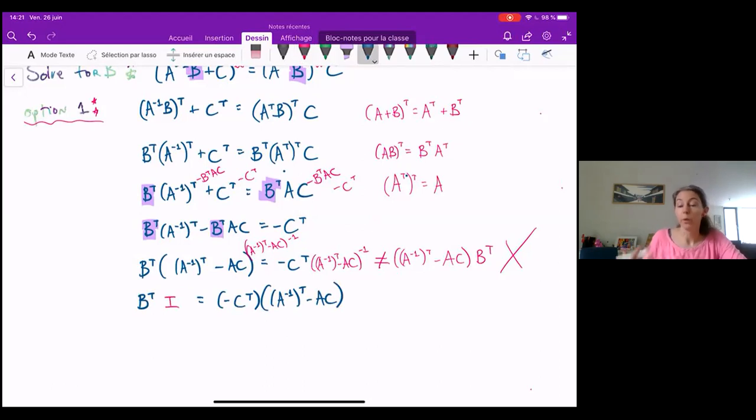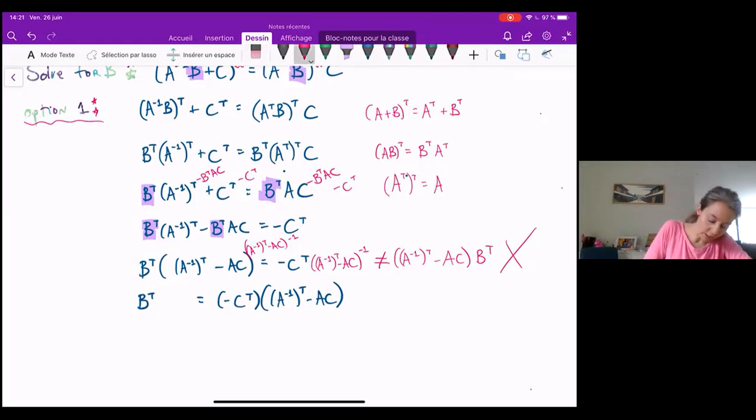Now, remember, when we multiply by I, it acts exactly like 1. Multiplication by 1 doesn't change anything, so multiplication by I doesn't change anything. I don't need to write it. So now I have B transpose isolated, but that's not what I wanted. I wanted B. So how do we get B from B transpose?